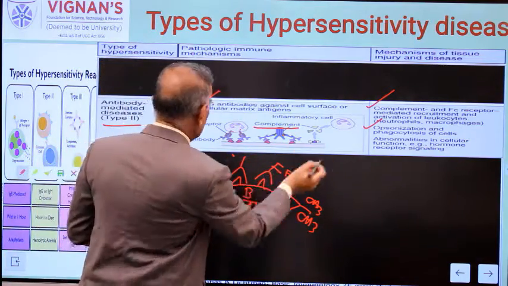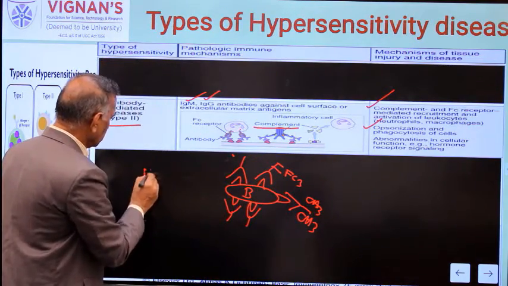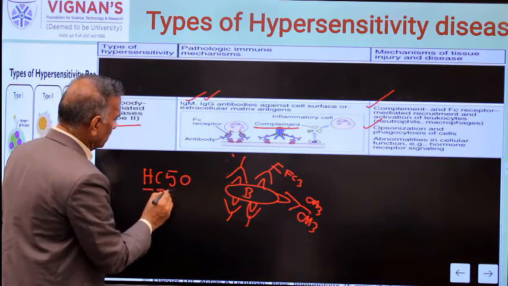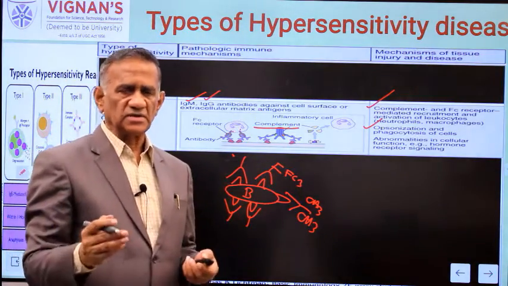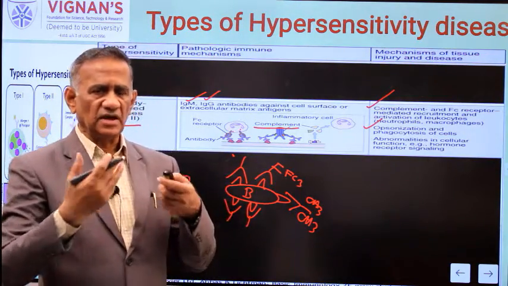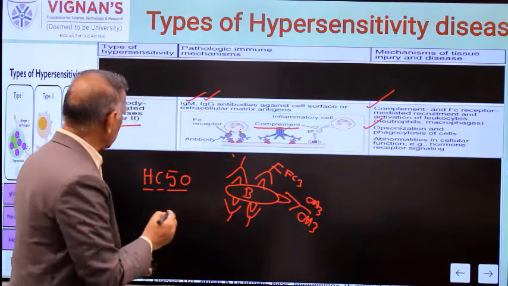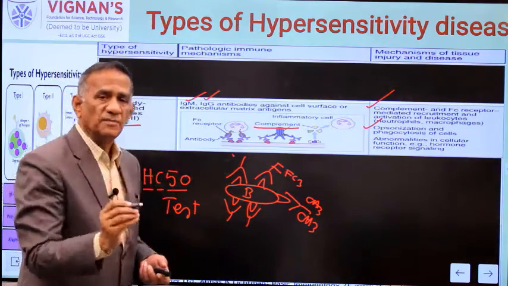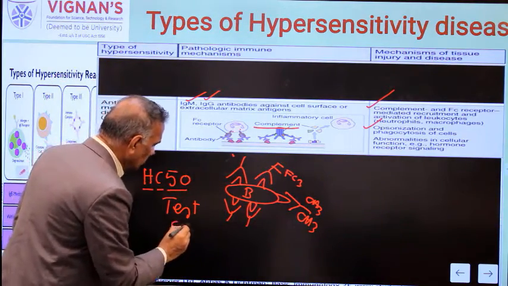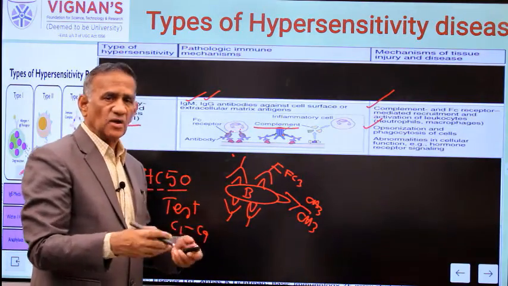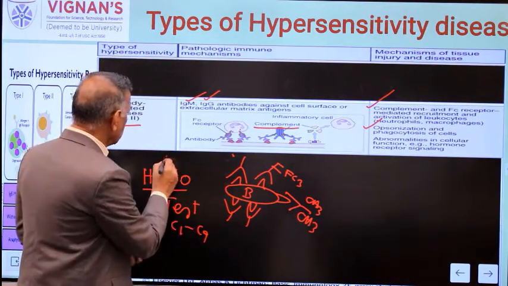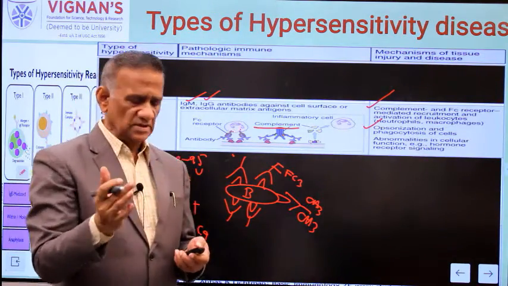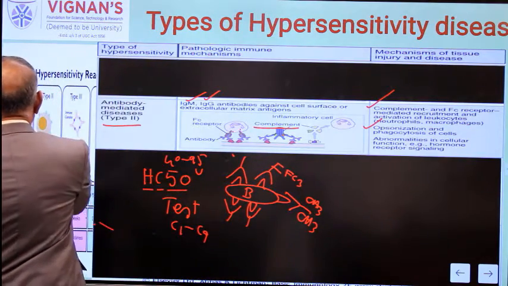Because of this reaction, there is a test called HC50, that is hemolytic complement 50 testing. Usually doctors advise this type of test if you have more complement activation or complement deficiency. In this, C1 to C9 complement deficiency or overexpression will be known. Usually these values are between 40 and 95 units. If it is beyond this, there is some deficiency that we work out.